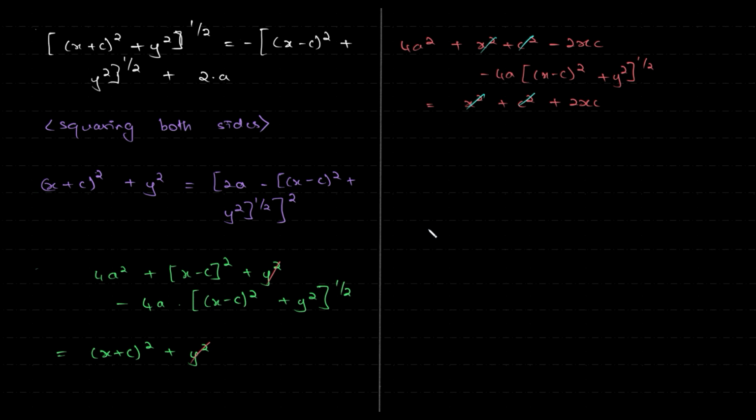Right? A bit of rearranging, we have 4a square over here minus 2xc, I will transpose it. So we have 4a square minus 4a times the square root of (x minus c) the whole square plus y square, and that is equal to 4xc. Right? And we can see that all the terms have 4 common. So we'll divide by 4. So the same expression without the 4's.